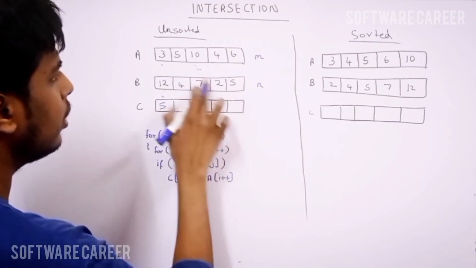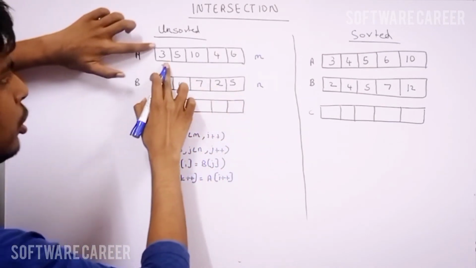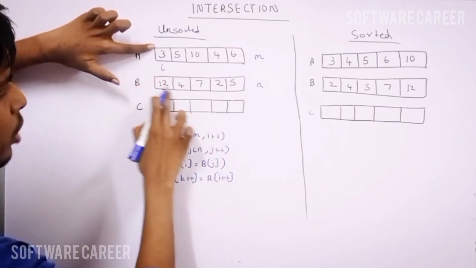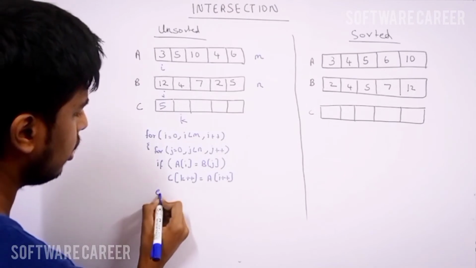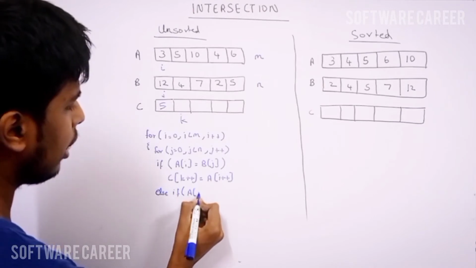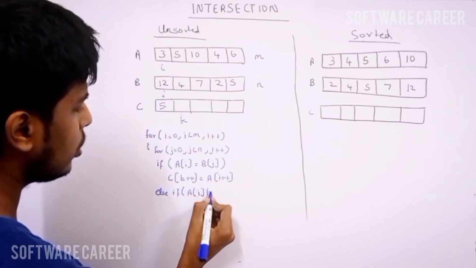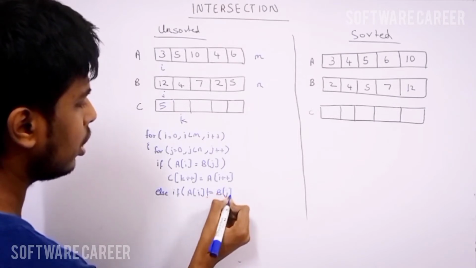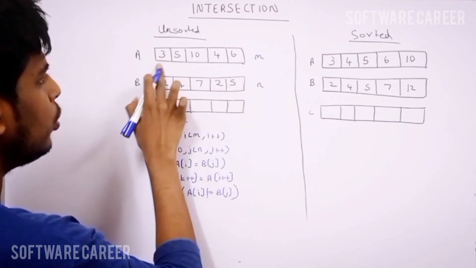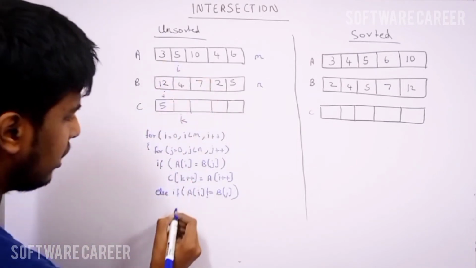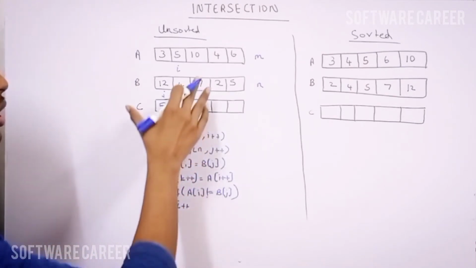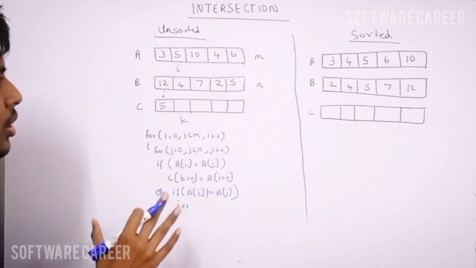Now see. Now if it is not equal, suppose in this condition I is here and j is here. Now it's not equal. 3 is not present here. So I am writing the condition: else if A of I not equals B of j. If it is not equal, 3 is not present here. So what should you do? You should move I to the next position. So I'm writing I plus plus. This is the program which you should write for finding the intersection in an unsorted array.